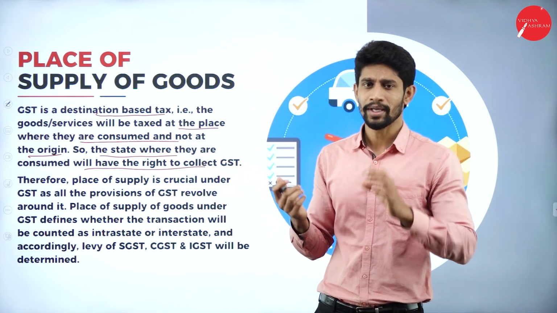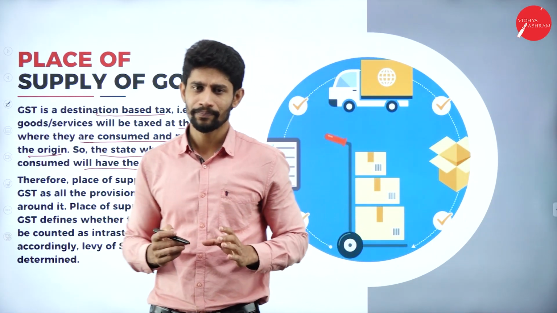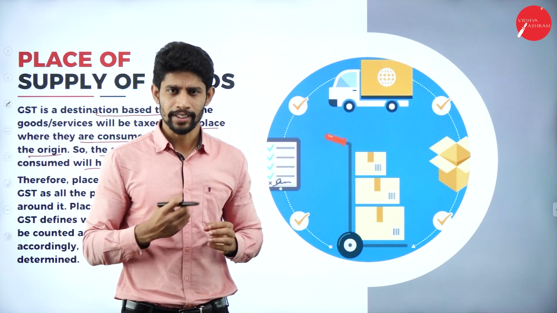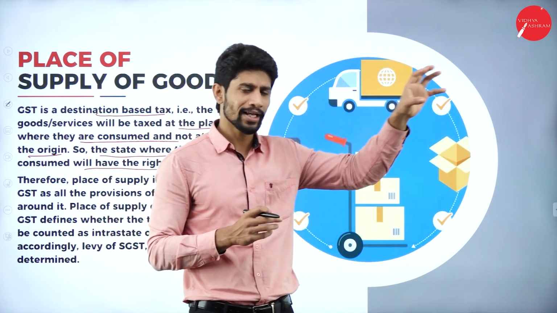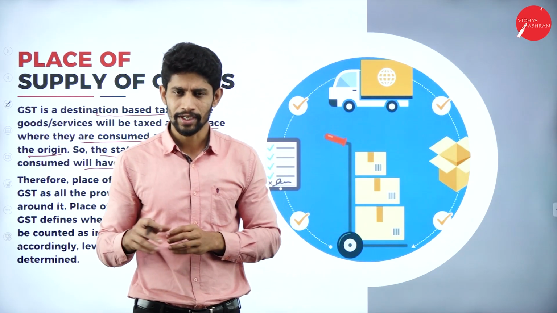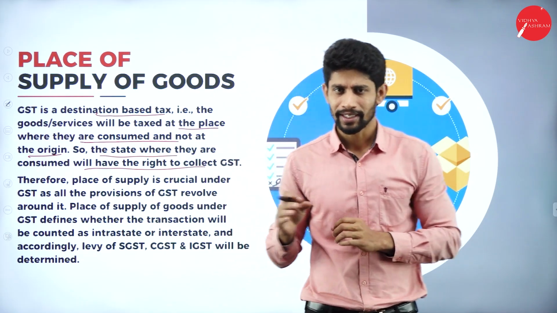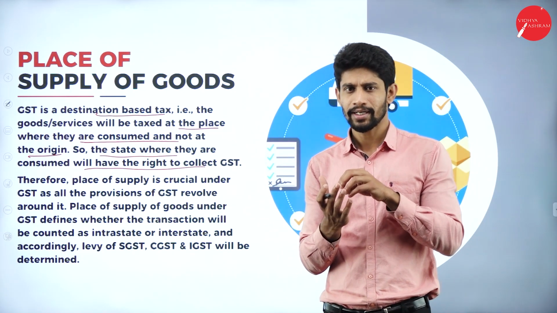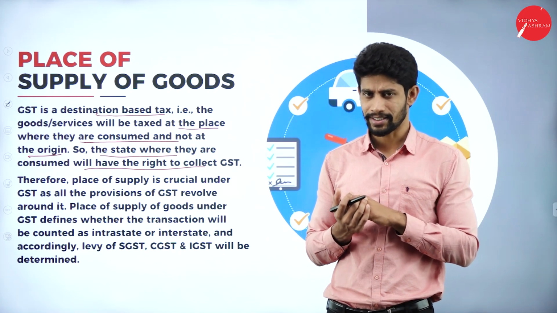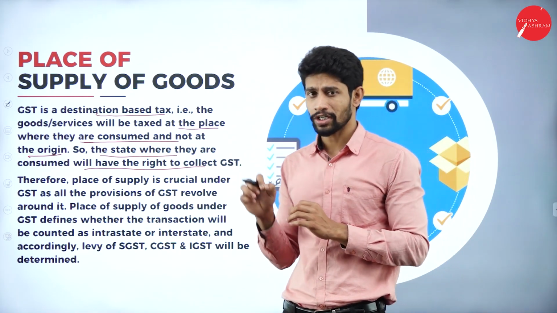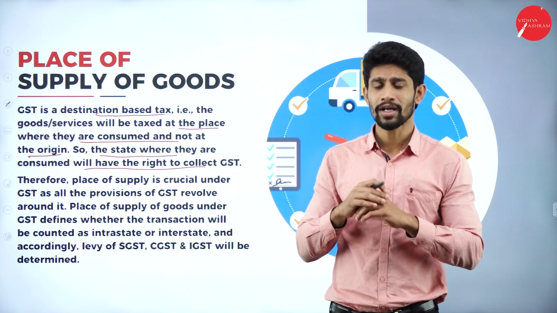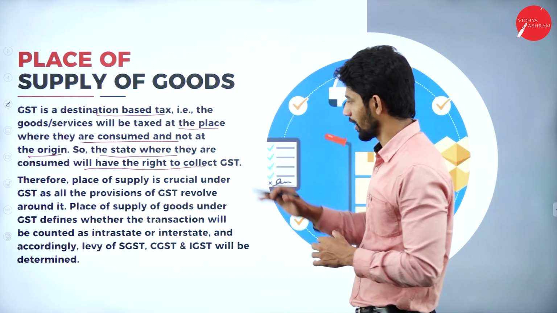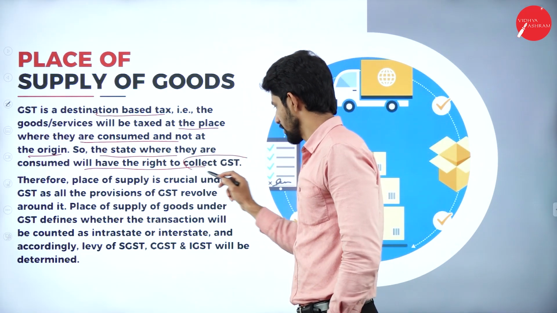To make you understand better, I'll give an example. We are in Karnataka and the seller is in Kerala. The seller is selling the goods from Kerala to Karnataka. Here, if the goods are sold in Karnataka, Karnataka has the right to collect the GST. That means in which place the goods are consumed, that particular state will have the right to collect the GST.